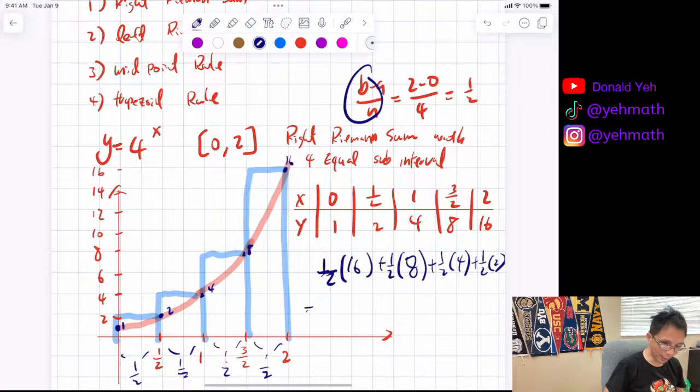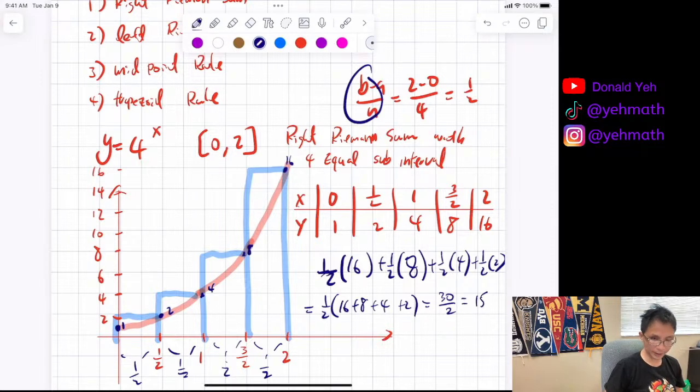Now I'm going to get an approximation. I'm going to take 1/2 outside, like factoring out: 1/2 times 16 plus 8 plus 4 plus 2. So that equals 30 over 2, which is equal to 15, I think. Somebody check my math. Is that okay? That's called the right endpoint approximation. That means I use the rightmost value.